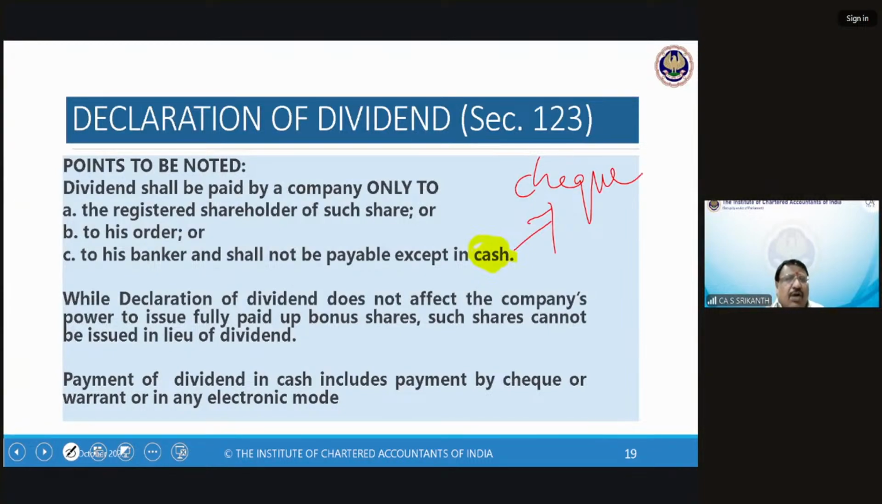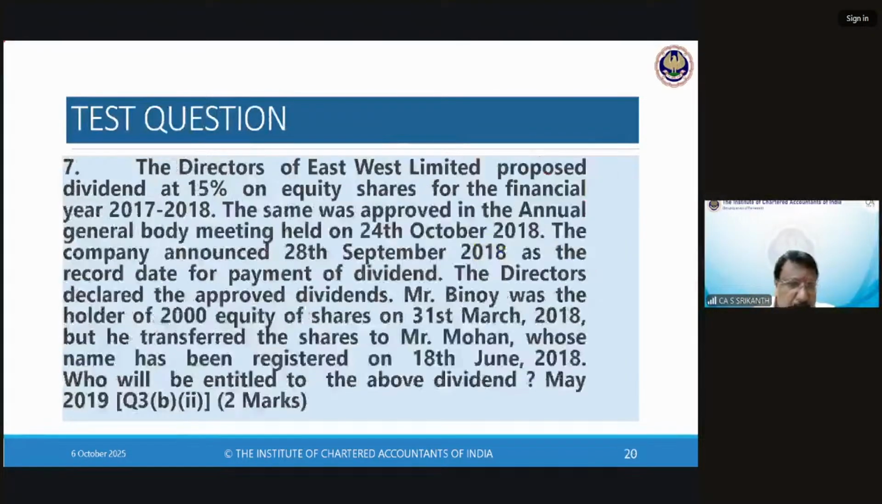While declaration of dividend does not affect the company's power to issue fully paid up bonus shares, such shares cannot be issued in lieu of dividend. You cannot say, this year we want to declare 50 rupees per share, but we won't give that to you, instead we'll give you 5 shares of rupees 10 each. No, 50 rupees, give cash. In addition to that, you can give one share for every 5 shares or whatever, but this cannot be in exchange of that. Payment of dividend in cash includes payment by check or warrant or any electronic means. Right.